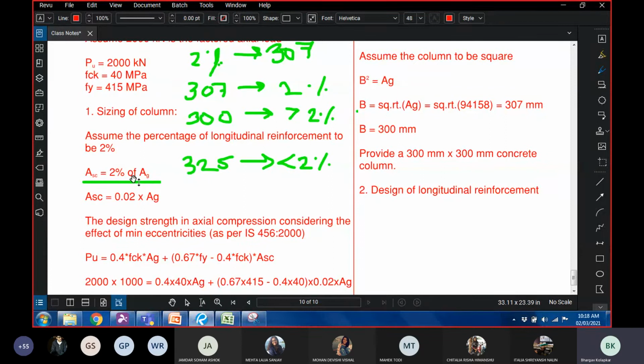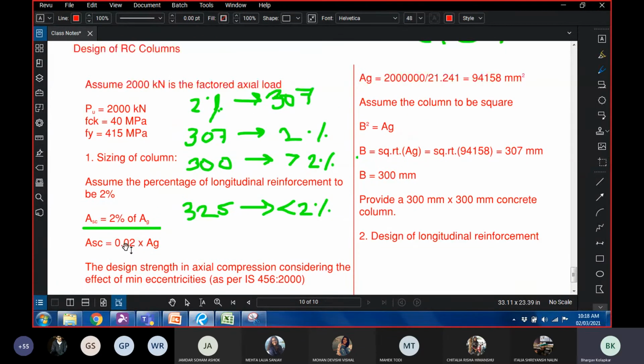Now let us say that I feel 2% is a bit too much. I don't want to spend that much on my reinforcement. So I say I'm going to start with 1% reinforcement. Before I explain further, would someone like to answer this question: what will happen if I choose the value of ASC to be 1%? Will you get B less than 300 or greater than 300?